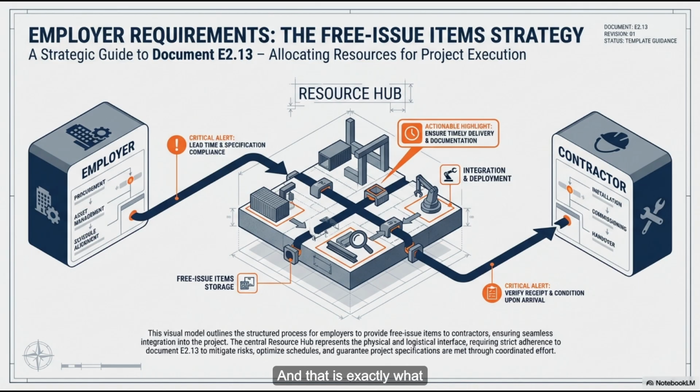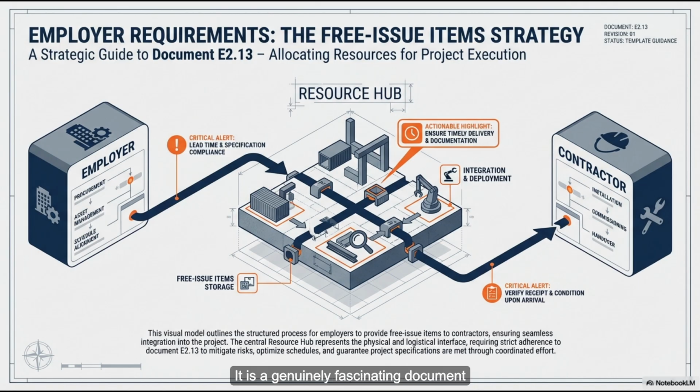And that is exactly what we are getting into today. Welcome to the deep dive. Today, we are tearing apart a specific document to find out why this happens. We are looking at template YB17 E2.13, which is titled Employer Requirement Free Issue Items. The mission for this deep dive is pretty simple. We are going to prove to you why free might actually be the most expensive word in your entire contract.